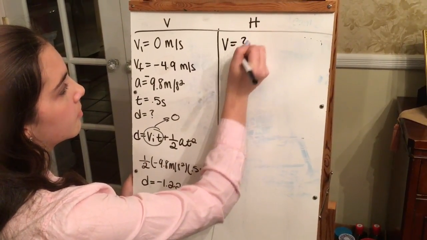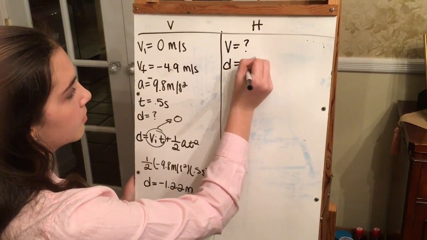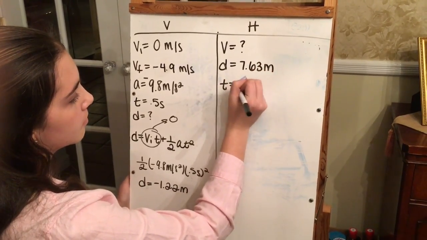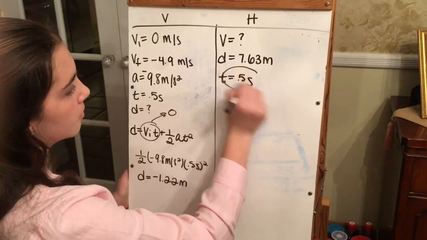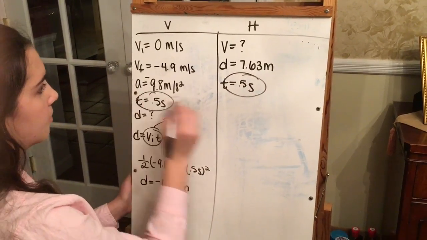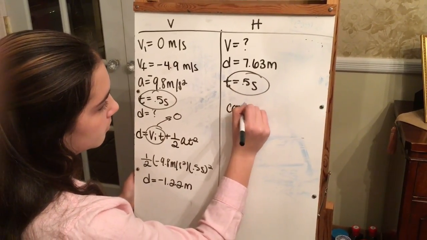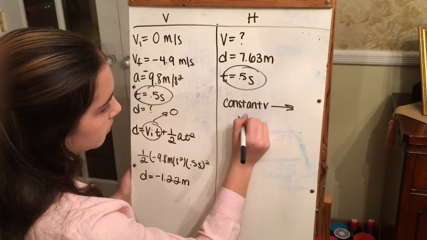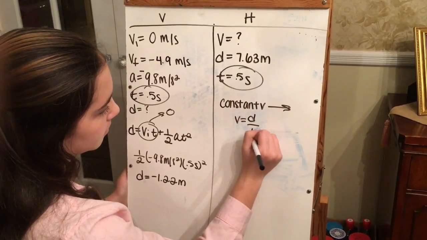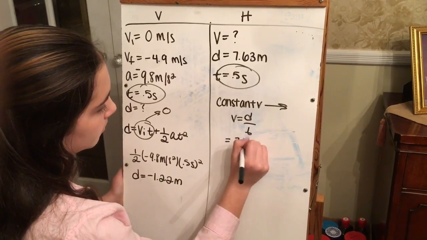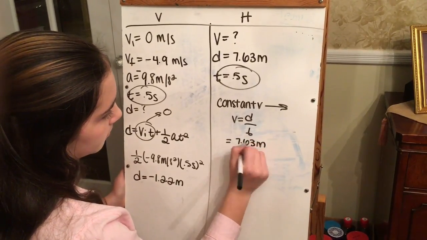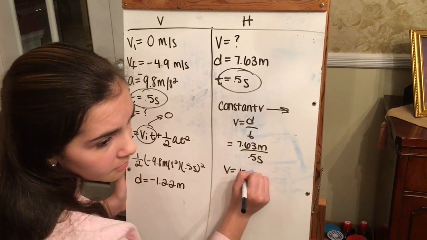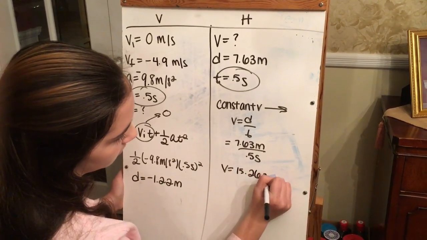Okay, so now we're going to find the horizontal velocity with which Kathleen threw the egg. So we know that the distance is 7.63 meters, and the time that it took is 0.5 seconds, which is the same as in the vertical, since the time remains the same for the entire situation. We also know that horizontal velocity stays constant, so you can use the equation v equals d over t, and that leads you to plug in 7.63 meters for displacement and 0.5 seconds for time, which gives you 15.26 meters per second.